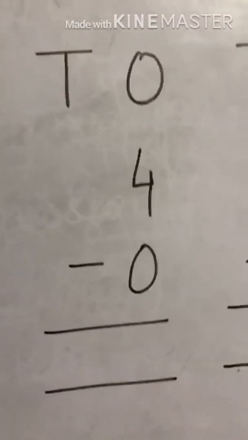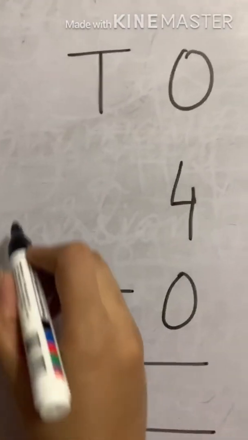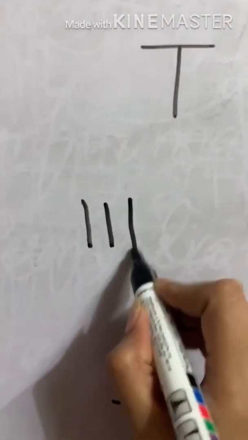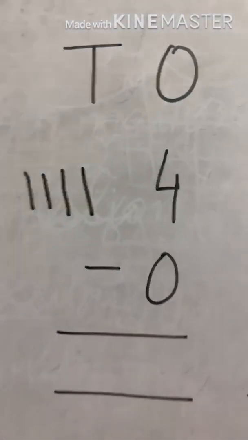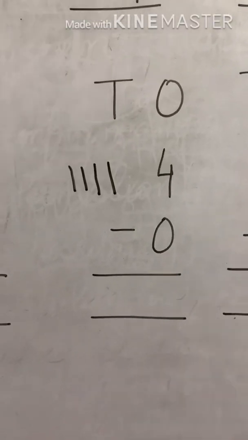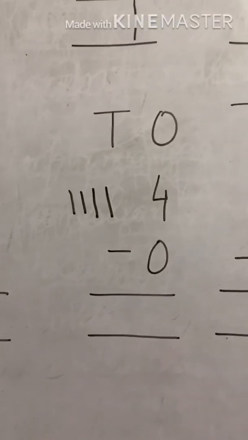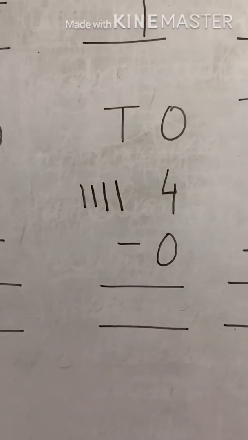Let's do the next one. The number which I have written on the top is 4. 1, 2, 3, 4. So how many vertical lines have we drawn this time? 4. And the number which is written at the bottom is 0. So will we put a cross on any vertical line?